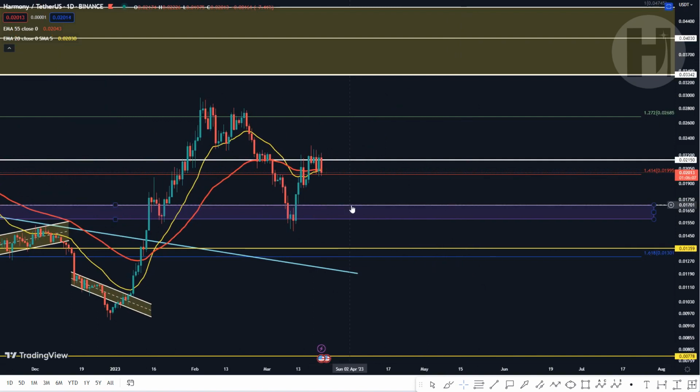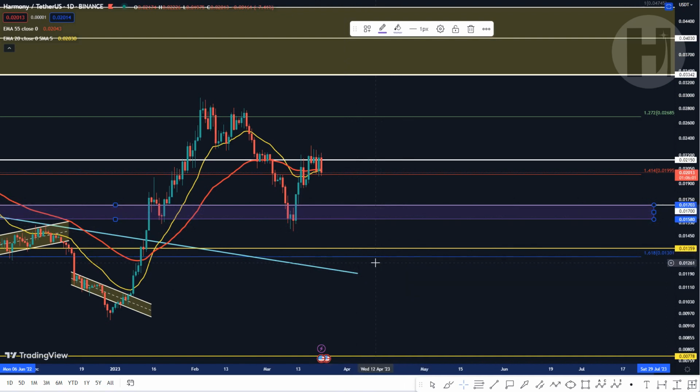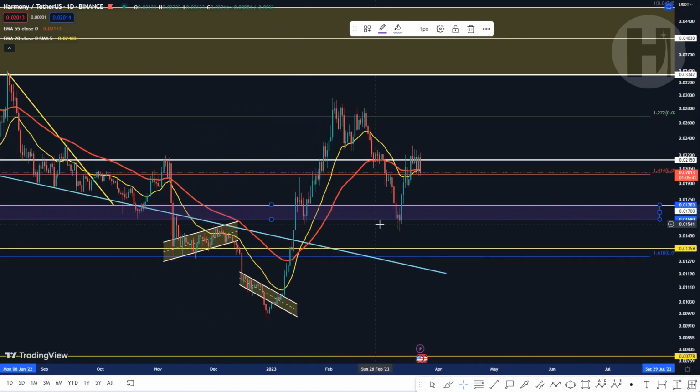Now, if we come back to this purple support block, that's going to be an incredible entry between 0.01703 cents and 0.01580 cents. So the last time we came down here was back at the start of March. And this was a very good buying opportunity. We talked about this support block a few weeks ago, so this was laid out on the charts for you to see and for you to enter.